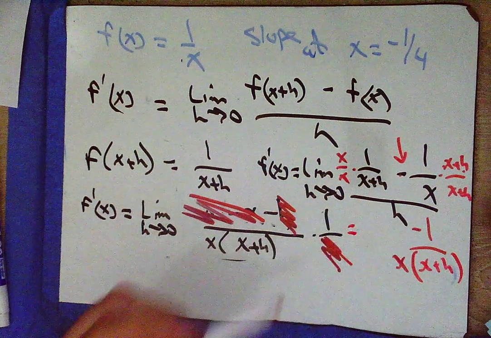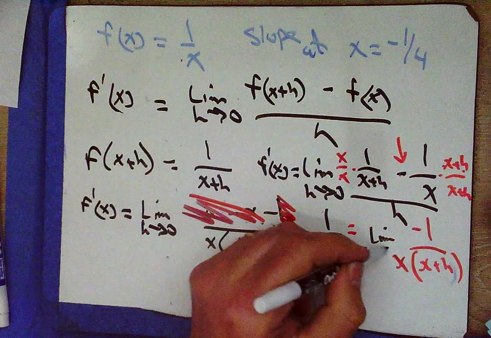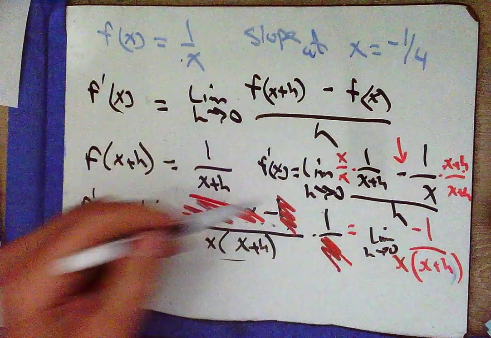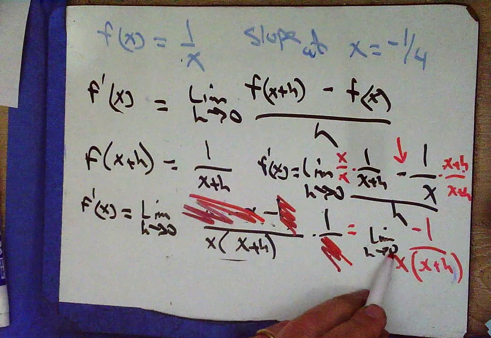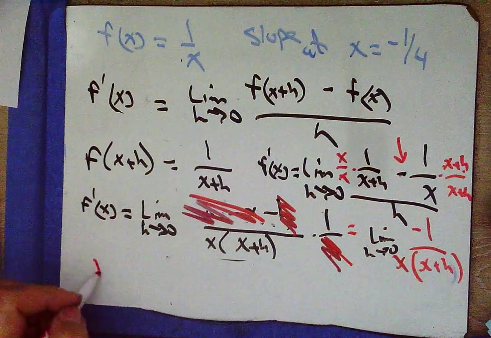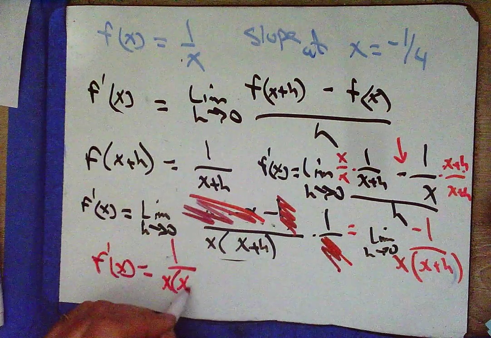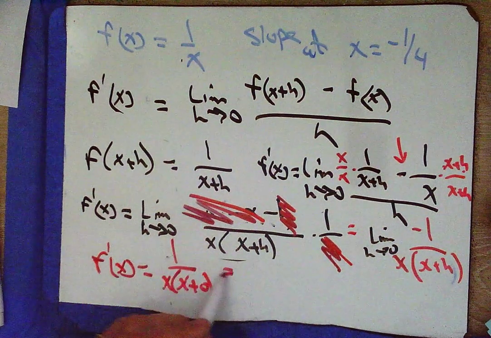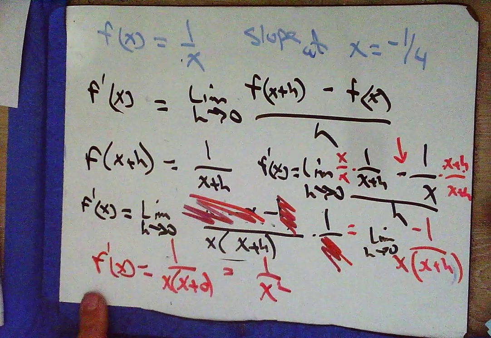But don't forget, this is still a limit. This is still the limit as h heads to 0. And yes, you have to write limit every time until you evaluate that limit. So now I'm ready to plug a 0 in for h, and that's going to give me f prime of x equals negative 1 over x plus 0, which is negative 1 over x squared. That's f prime of x.